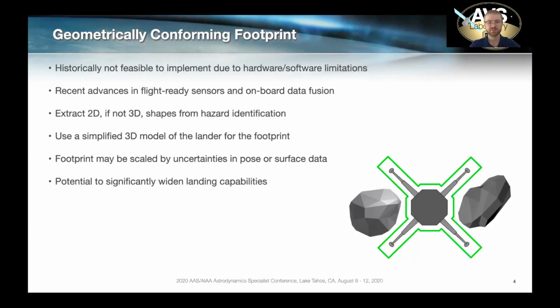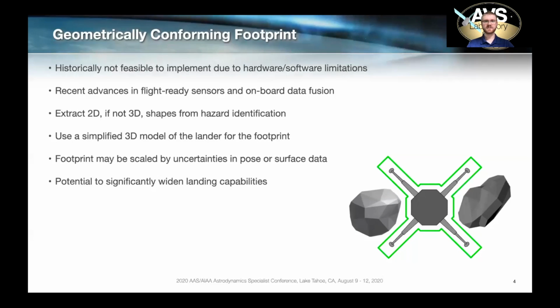footprint can be allowed. The general idea is to extract some representative shapes of the surface hazards and fit a scalable 3D model of the lander among them, such that there are no intersections between the lander and the surface shapes. While this idea adds more complexity to the spacecraft landing problem, it has the potential to significantly increase the flexibility in choosing landing sites.